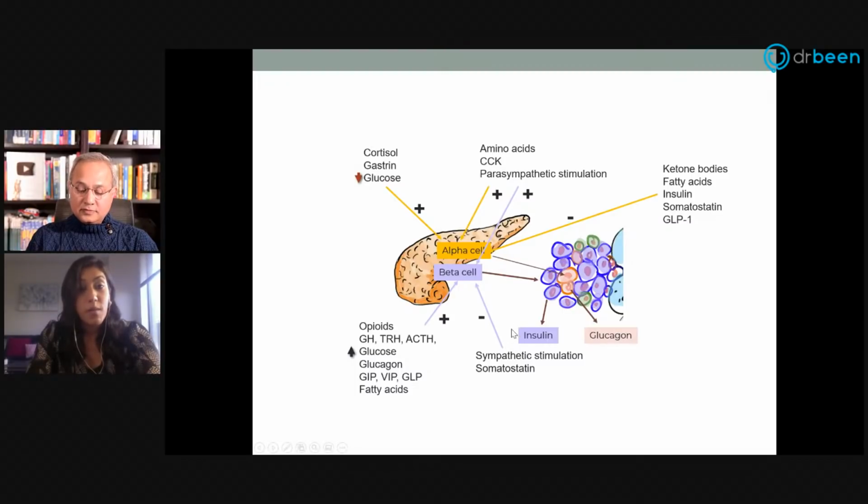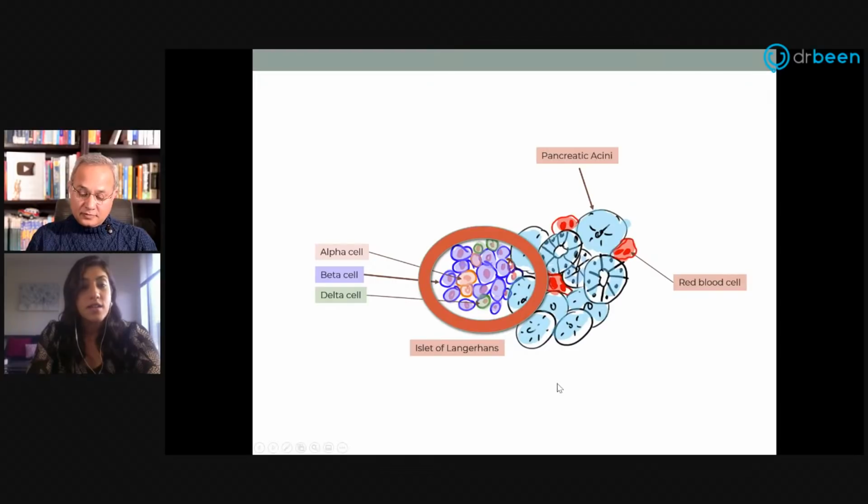So that was a bit about the beta cells, insulin, and amylin. Now we'll talk about the function of alpha cells. We can go to the next slide. Alpha cells make up about 25% of the islet cells, and they secrete glucagon. Glucagon, which we briefly mentioned before, has the opposite effect of insulin. So it's antagonistic to insulin. Glucagon increases blood glucose levels.